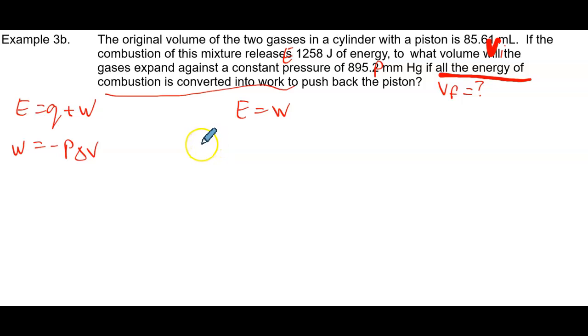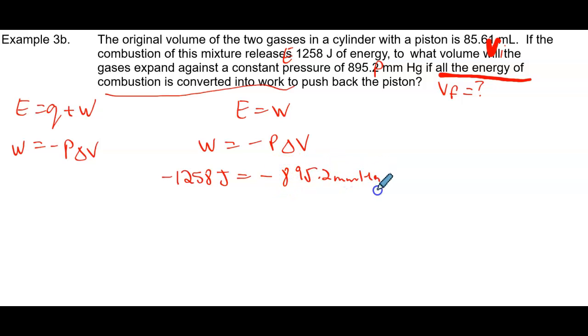So, what do we have? We have work equals negative P delta V. Remember, you have to give me the generic formula. So you have releases, so 1,258 joules. Remember, releases is a negative. So if energy is released, it's negative, equals negative P, because the formula indicates we have to have a P, 895.2 millimeters of mercury. VF, we don't know, minus VI, 85.61 milliliters.